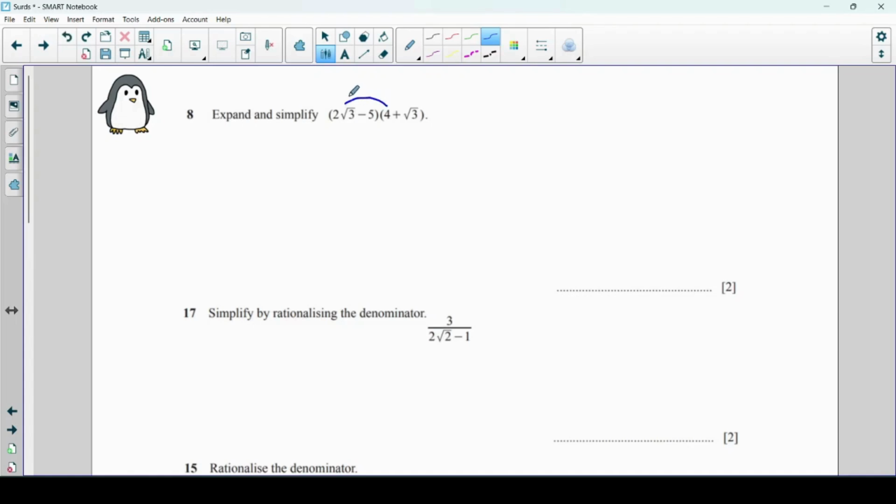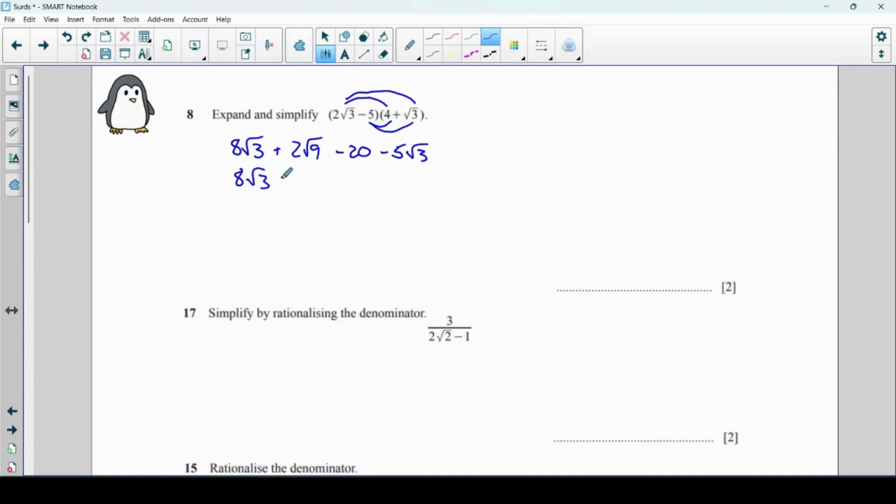So we're going to do first, outsides, insides, and lasts. So first, 2 root 3 times by 4, well 2 times 4 is 8, so that's 8 root 3. 2 root 3 times by root 3, well that's going to be 2 root 9, we'll simplify that in a moment. The insides we've got minus 5 times 4, that's minus 20. And then the lasts, minus 5 times positive root 3 is minus 5 root 3.